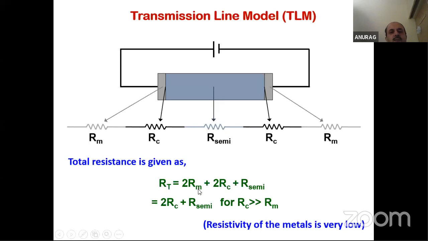But usually Rm, the metal resistance, is very, very low because the metal conductivity is very high. Its order of magnitude is very high in comparison to semiconductors. So that can be neglected. Unless it is a very small contact, the resistance coming from the metal is negligible. So I neglect that, and what I get is 2Rc plus R semi. RC is much larger than Rm.